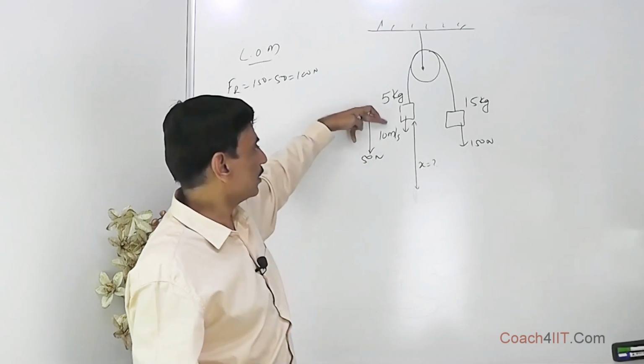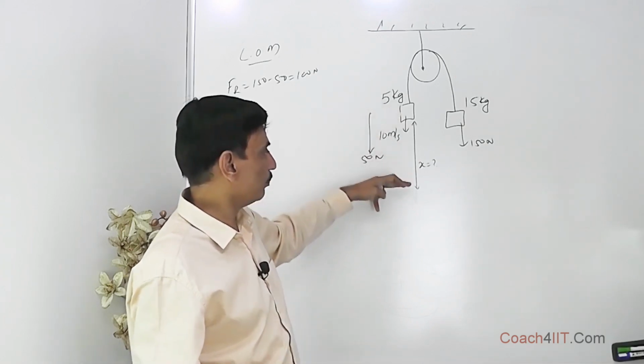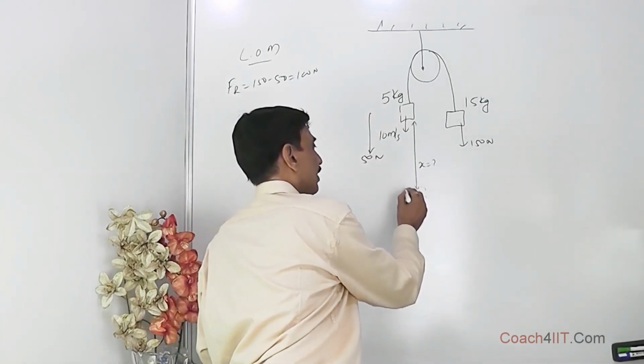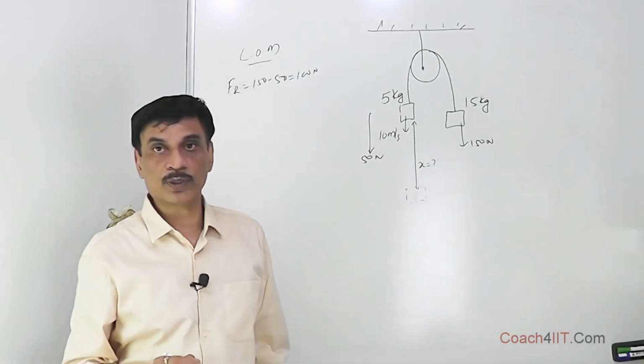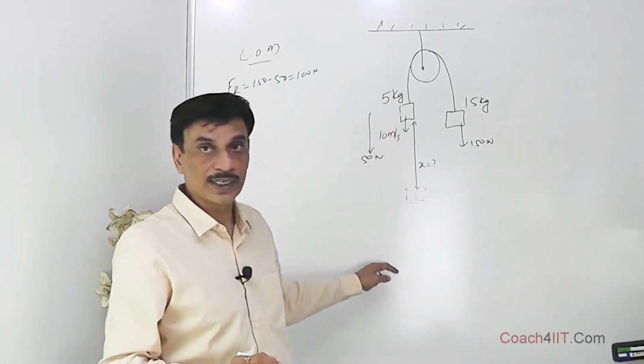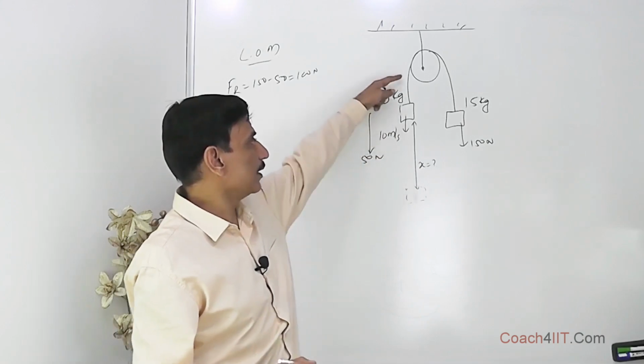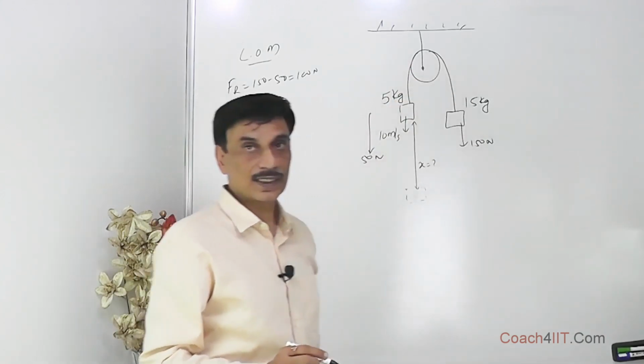Over here the velocity is initially given as 10 meters per second, and when it reverses direction over here, the velocity comes out to be equal to 0. So that's why it is retarding this way. It is retarding this way, so accelerating this way. Net force is in this direction.